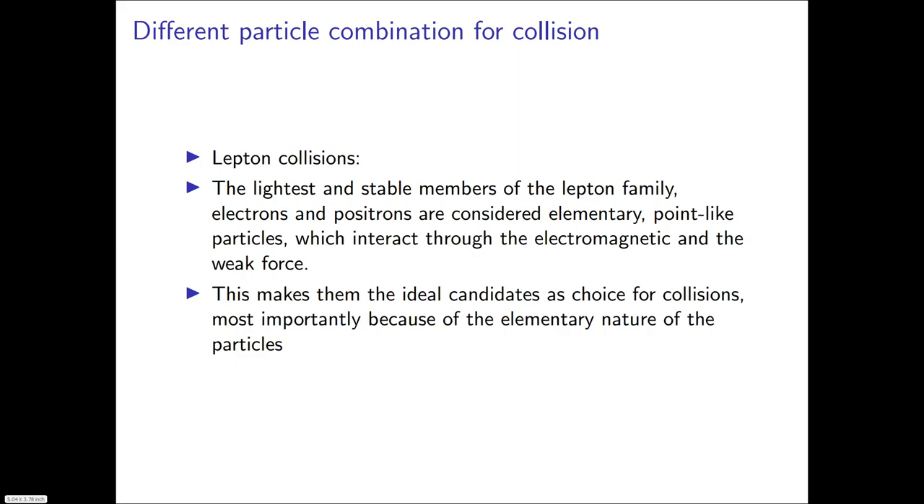This makes them an ideal choice for collision, because when we collide protons, there is a higher chance of forming secondary particles, which we don't need for that particular experiment. But when we are colliding two electrons, or colliding an electron and a positron, it always gives us a good result. It is very interesting to look at. So next.